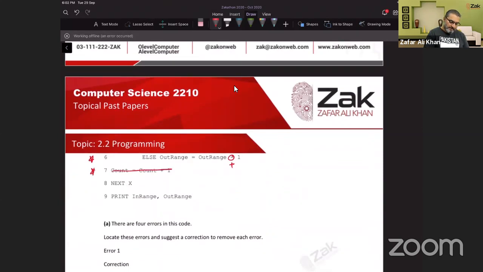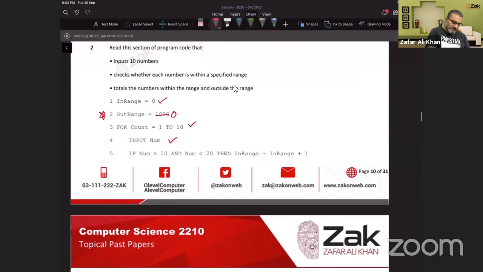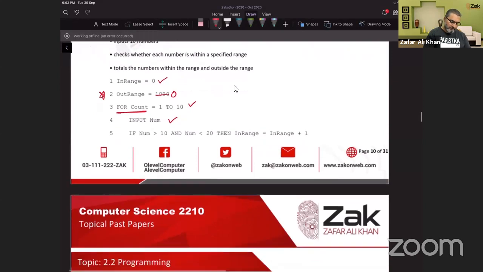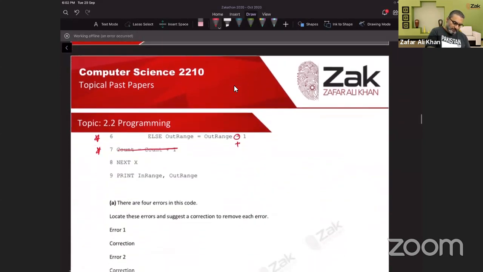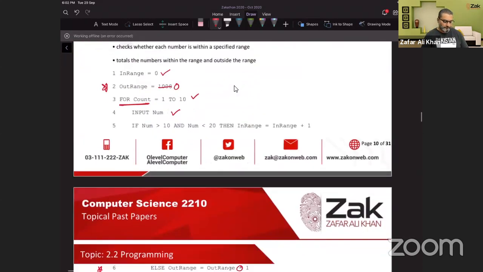Next s and next x. So next not x, but basically this is what with for count. So this should be next count. So how many errors do we have? 3 here, 1 there, total 4.